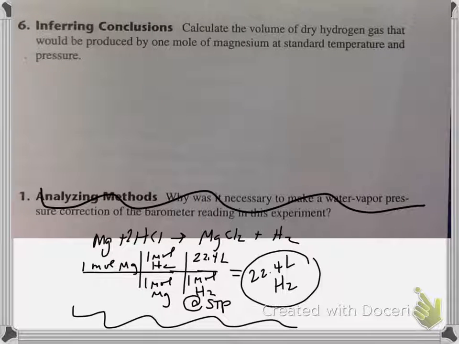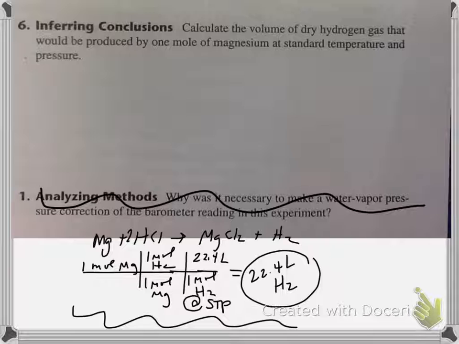Okay, so we answered that in an ideal scenario. We said in an ideal scenario you're going to get 22.4 liters of hydrogen gas out of 1 mole of magnesium at STP. Now let's see how good you are. So how would you figure out, based on the volume of hydrogen gas that you produced under your lab conditions, the volume of dry hydrogen gas that you would get from 1 mole of magnesium at STP?